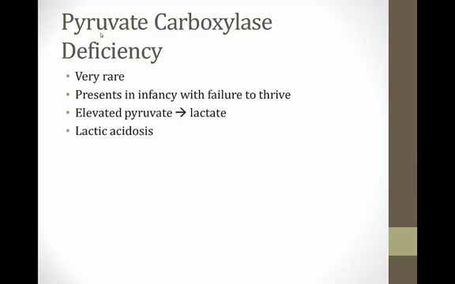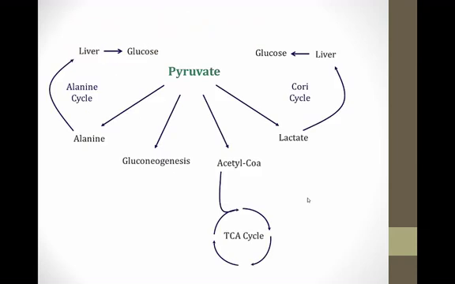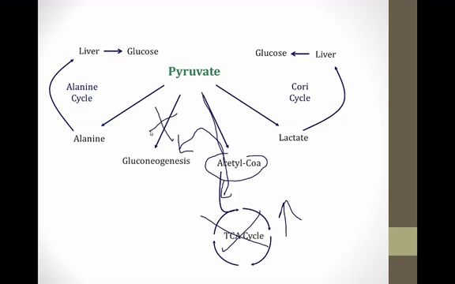Very rarely children are born with a deficiency of the enzyme pyruvate carboxylase, and they will present with failure to thrive, and they will have high levels of pyruvate and also high levels of lactate and a lactic acidosis. If we go back to our overview slide of pyruvate, when levels of ATP get high, the tricarboxylic acid cycle backs up, so pyruvate cannot be metabolized this way. The level of acetyl-CoA will rise, and that would normally drive pyruvate into gluconeogenesis, but because pyruvate carboxylase is deficient, this pathway is cut off.